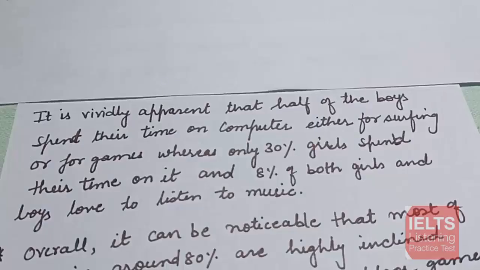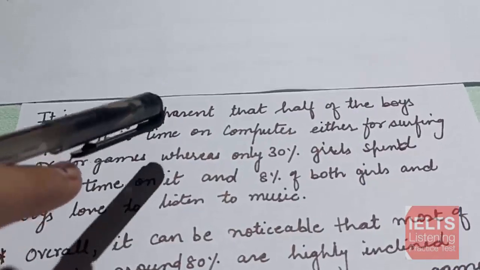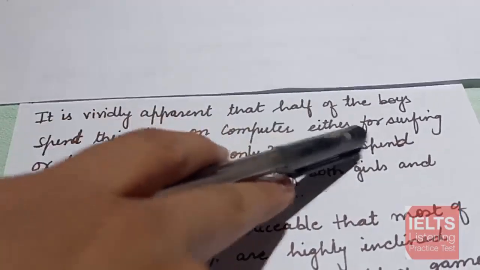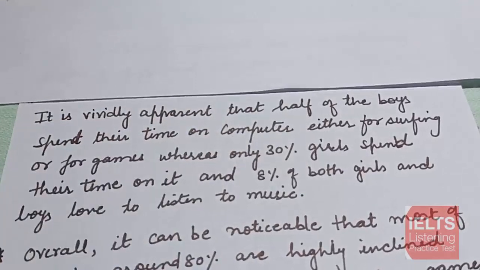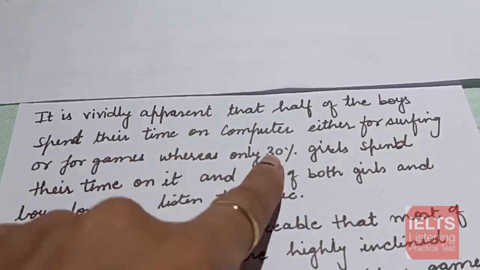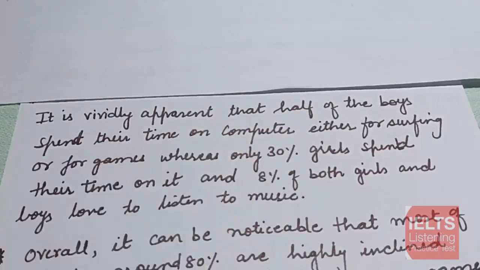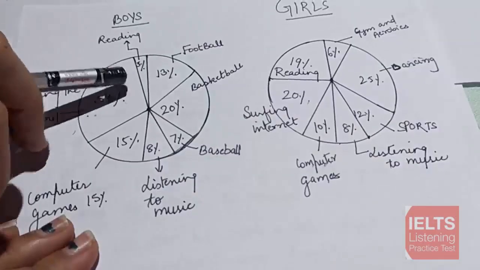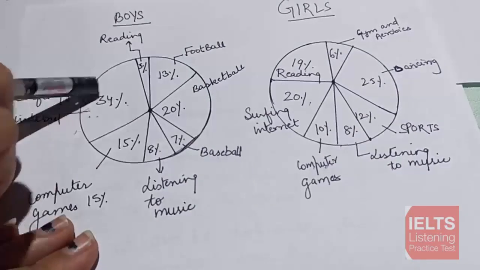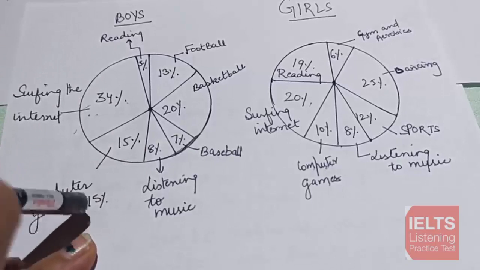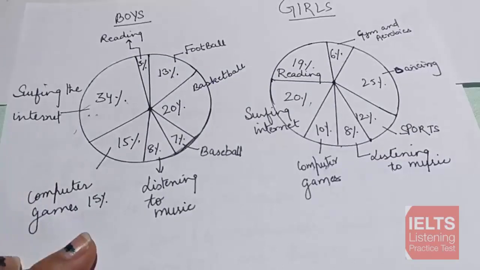Okay, so it is vividly apparent that half of the boys spend their time on computers, either for surfing or playing games, whereas only 30% of girls spend their time on it. For computers, half of the boys, meaning 50% of boys. See, this is 34 plus 15, which is 49. So almost 50% of students spend their time on computers, either for games or for surfing the internet.